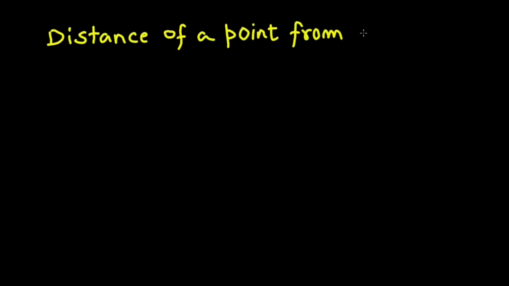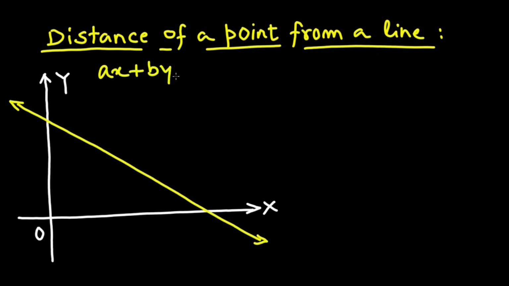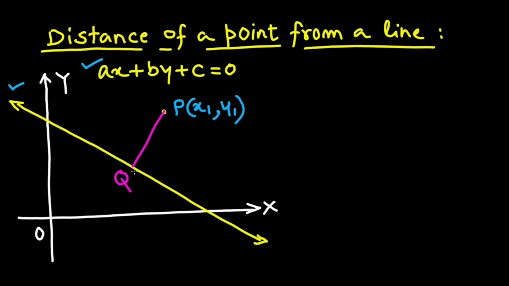How to find distance of a point from a line? X-axis, y-axis, origin. Let's draw a line whose general equation is ax plus by plus c equals 0. We have to find the distance of this point P whose coordinates are x1, y1 from this line, which is ax plus by plus c equals 0. That is, we have to find the perpendicular distance PQ. Let us denote this distance as d.